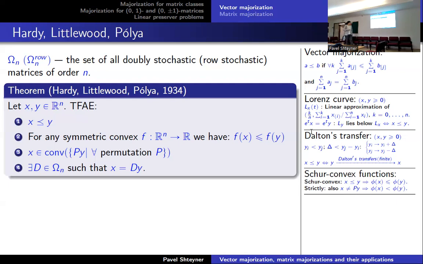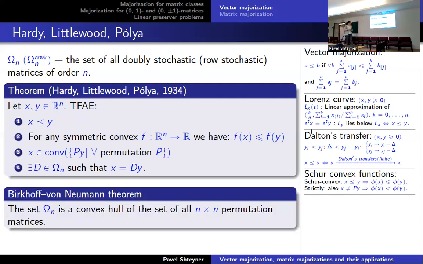And the last one, which is usually referred to as the Hardy-Littlewood-Pólya theorem, is that there exists a doubly stochastic matrix D such that X is D times Y. A doubly stochastic matrix is a nonnegative matrix with the sum of elements in every row and every column equal to one. The Birkhoff-von Neumann theorem characterizes this set as the convex hull of all permutation matrices.